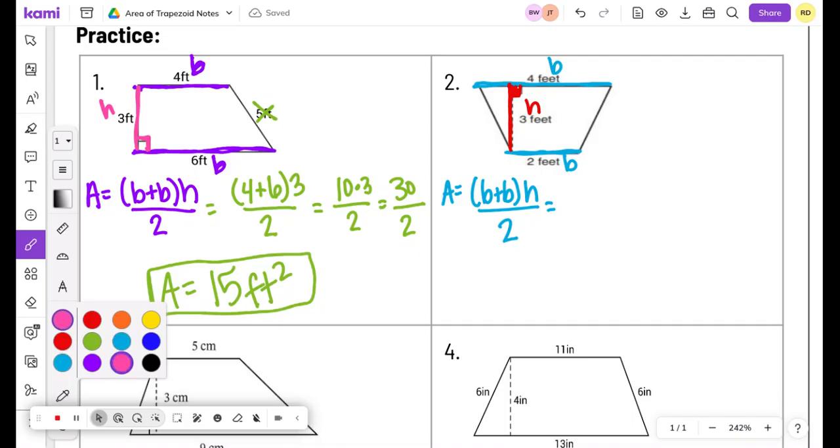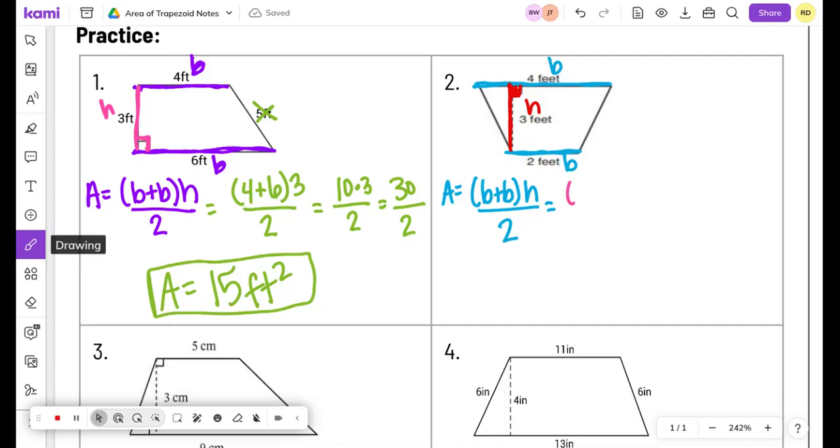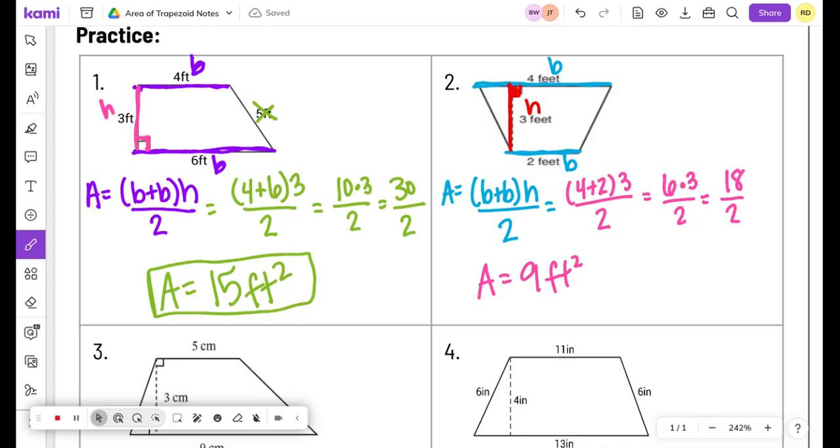So now we're going to plug in the numbers and solve. So we have 4 plus 2 for our bases times our height of 3 and all divided by 2 at the end. So using PEMDAS, 4 plus 2 is 6. 6 times 3 is 18. 18 divided by 2 means our area is 9 feet squared. And again, your units are still squared because we're still finding area, that space inside the 2D shapes.